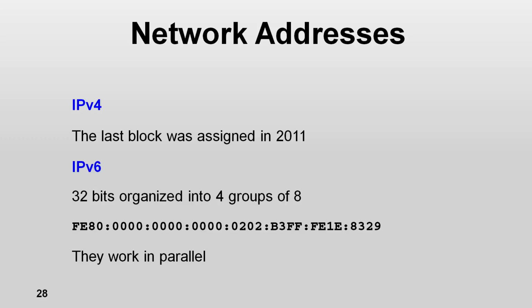For now, IPv4 and IPv6 work in parallel. They can coexist with each other, but in future all networks will have to move over to IPv6 because there are no IPv4 network addresses left.